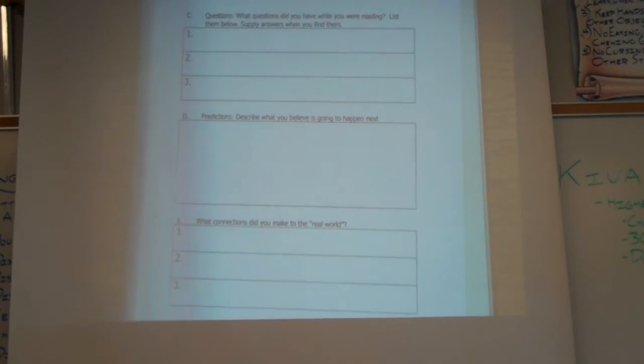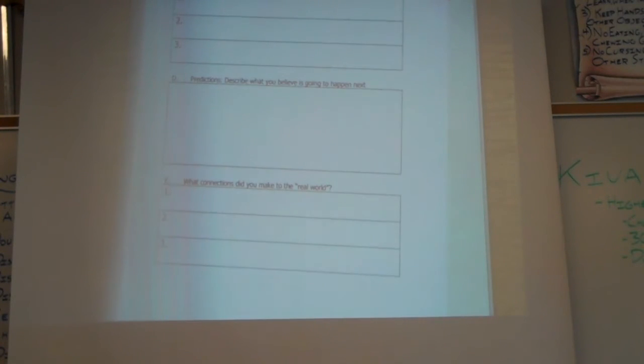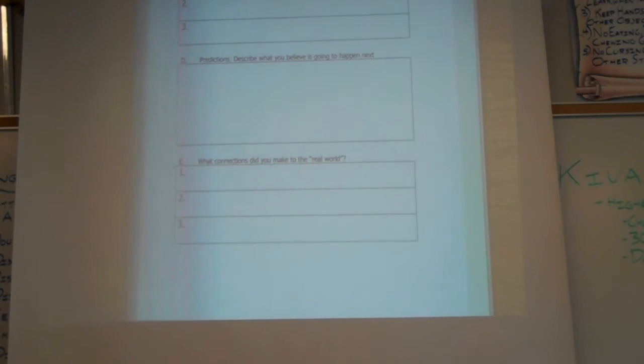The fifth section is what any good reader does when they're reading. They try to predict what's going to happen next, and that's where you would predict what you think is going to happen next in the following chapters. And the last section, perhaps the most important way to connect to the text, is to find connections between what's going on in the book and what's going on in your real-world existence right now.